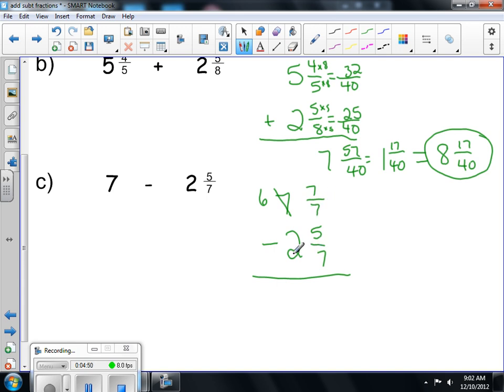I don't have anything else to add to that 7/7, so it just stays 7/7. Now can I subtract? 7 minus 5 is 2/7. 6 minus 2, right, 4 and 2/7. And can I simplify that? Nope, that's your final answer.